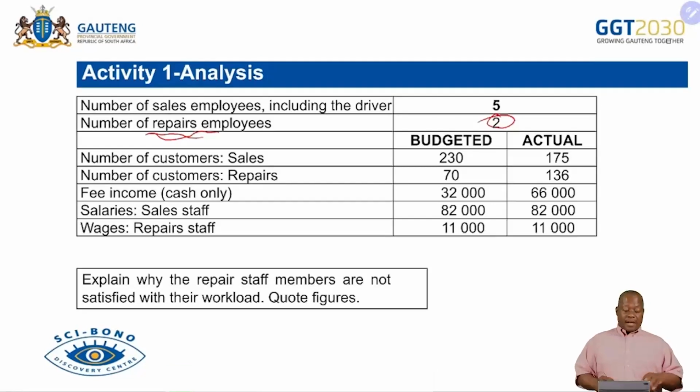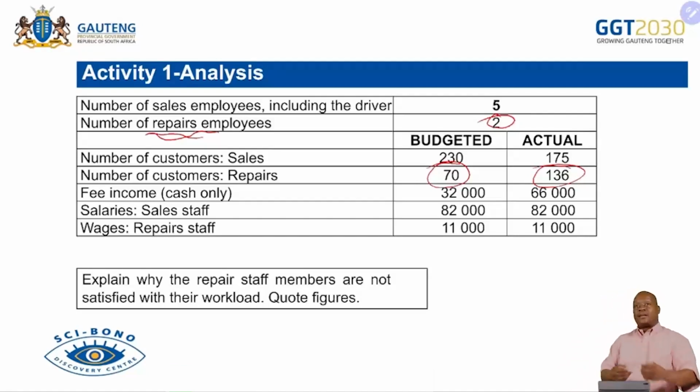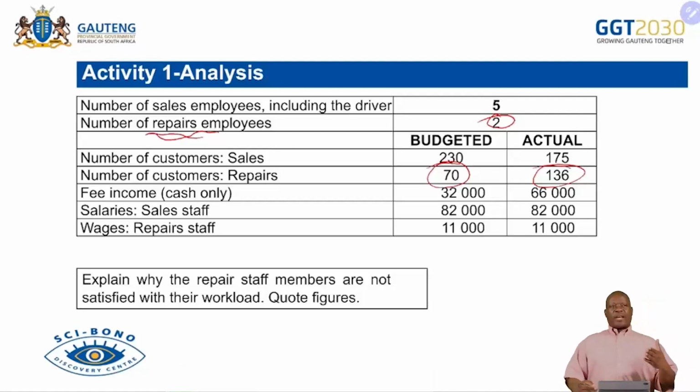Right. The number of customers, they are budgeted to see only 70 customers, which translates to 35 per staff member. But how many customers are coming? Actually, 136 customers came. What it means is their workload increased. It nearly doubled. Oh, so what does that mean?